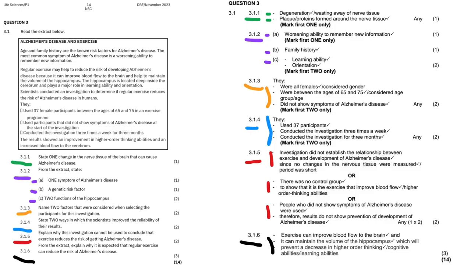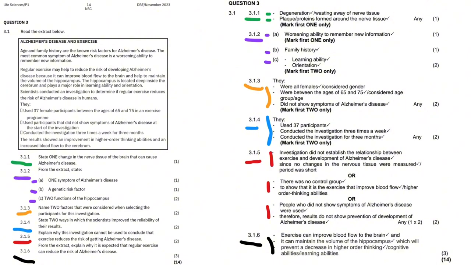3.1.5. Explain why this investigation cannot be used to conclude that exercise reduces the risk of getting Alzheimer's disease. Investigation did not establish the relationship between exercise and the development of Alzheimer's disease, since no changes in the nervous tissue were measured. The period was short. Or there was no control group to show that it is the exercise that improves blood flow or higher order thinking abilities. Or people who did not show symptoms of Alzheimer's disease were used. Therefore, results do not show prevention of development of Alzheimer's disease. You're only required to give one answer for those 2 marks.